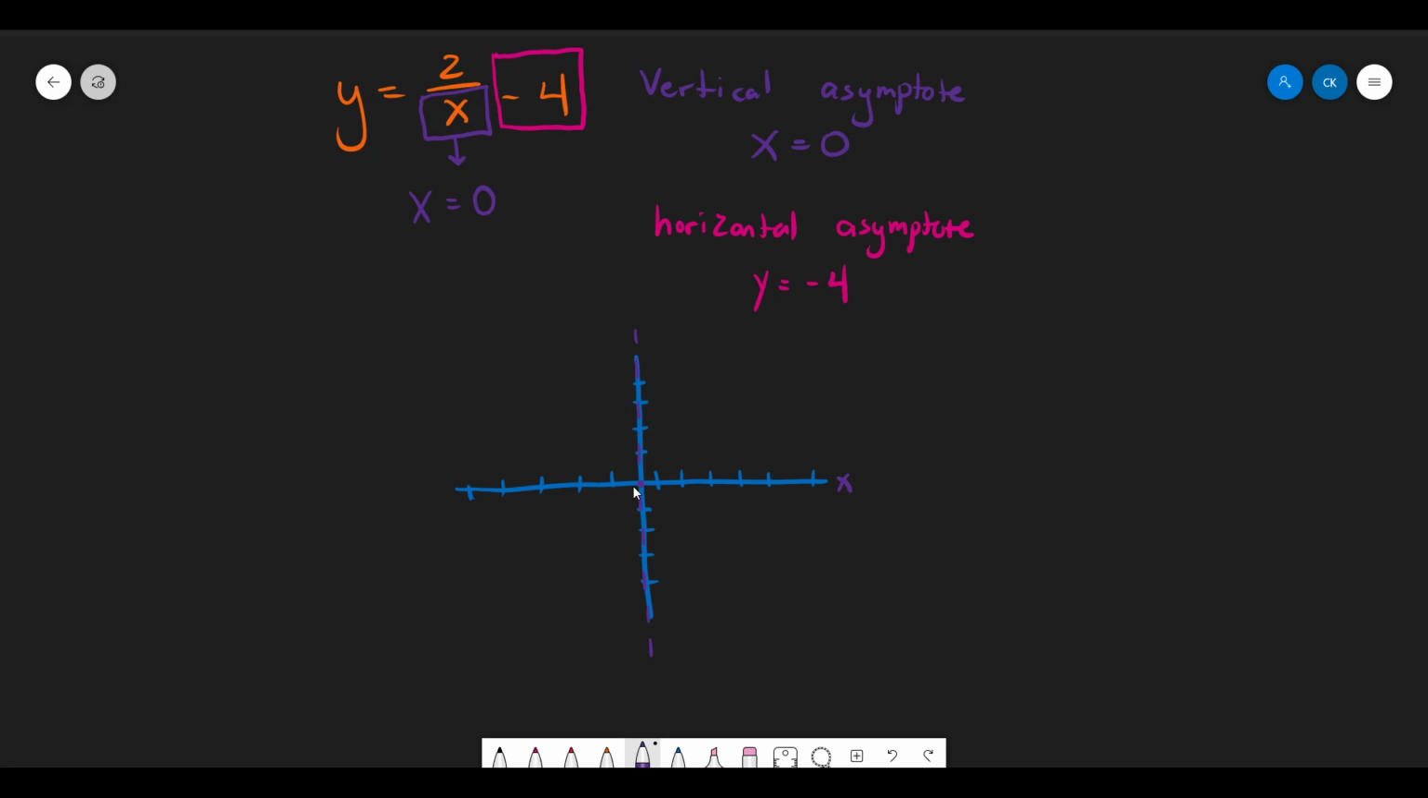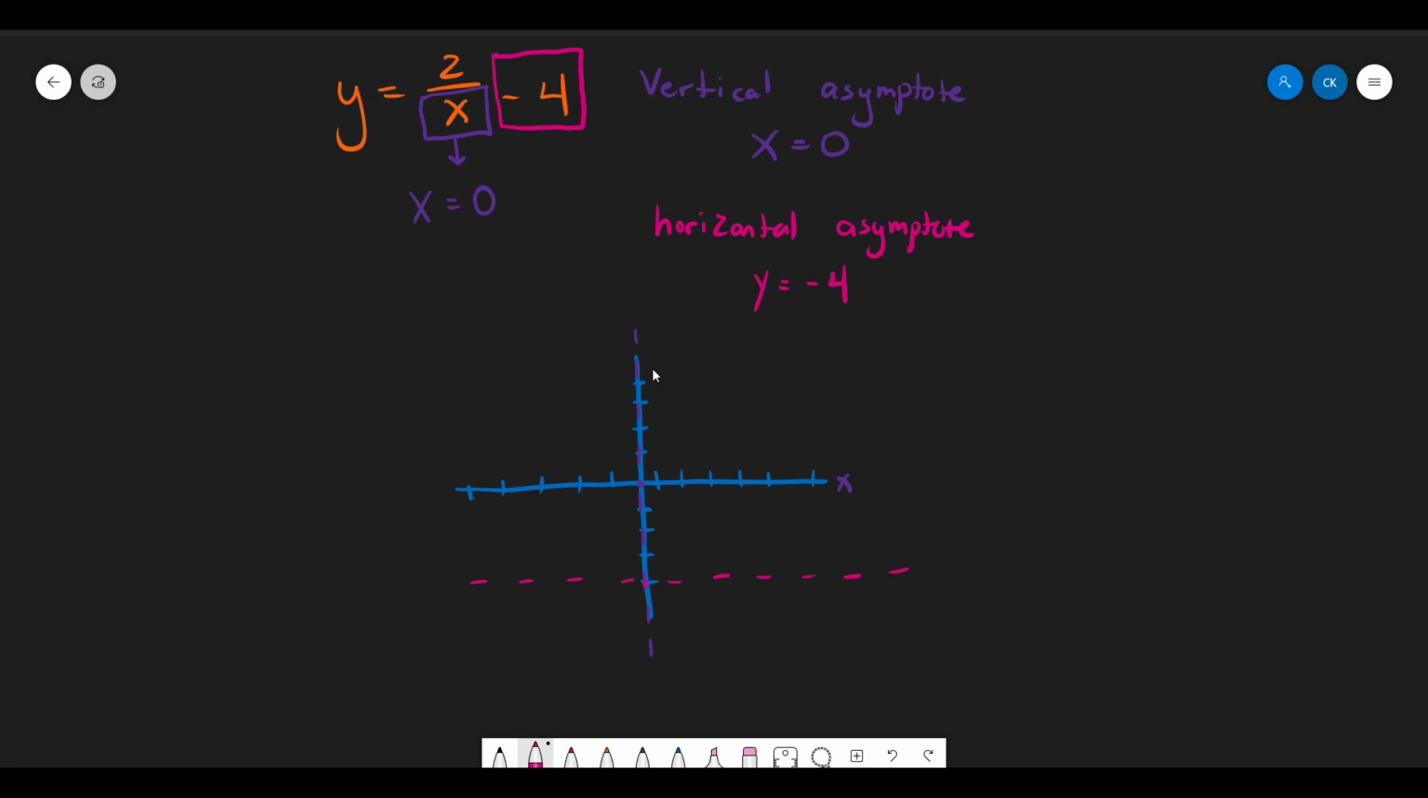All right, so I make a vertical asymptote at x equals 0. Now I'm going to do the same thing for the horizontal asymptote. I'm going to go to y equals negative 4, which is right here. I'm going to make a dot, and I'm going to make a horizontal line. That's a left and right line, like the horizon, if you can't remember. So I make a horizontal dotted line there.